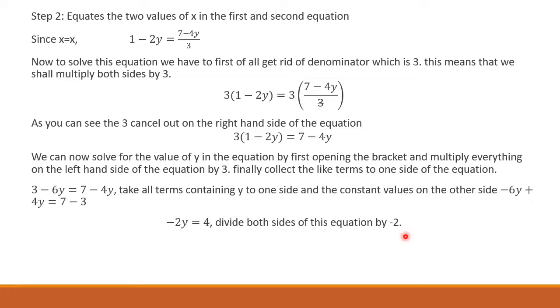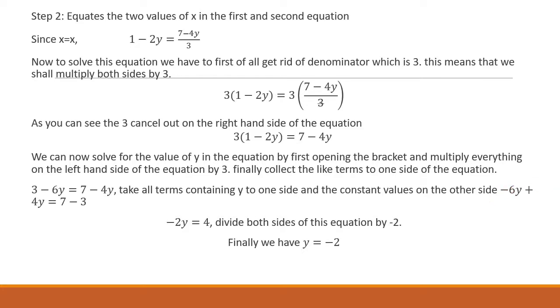But our target here is to find the value of y. So let us divide both sides by negative 2. If you divide both sides by negative 2, then you will realize that the overall value of y is going to be negative 2.